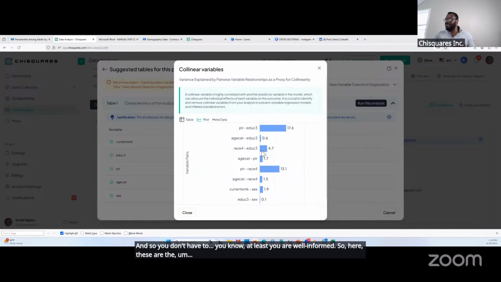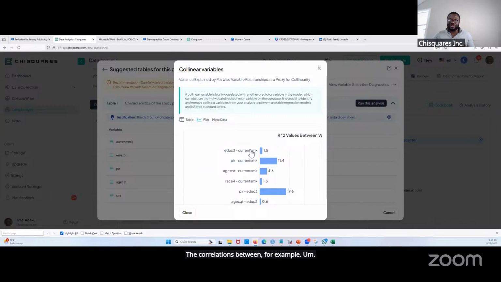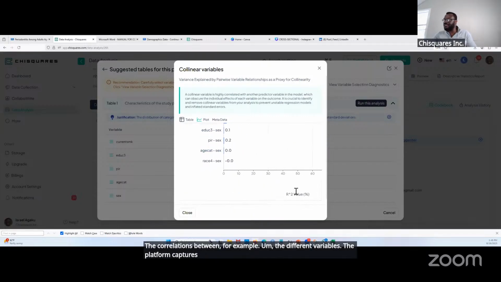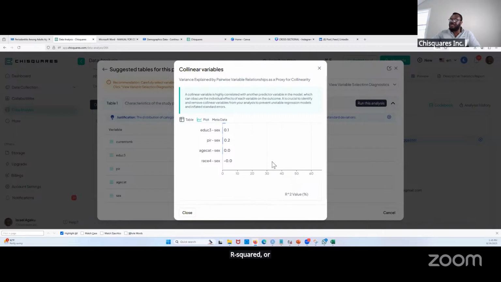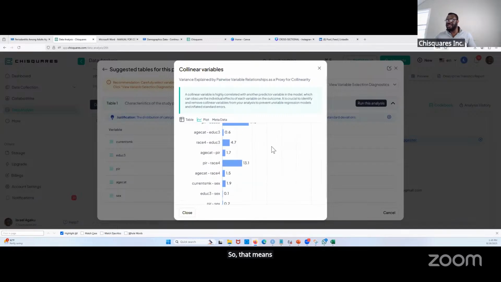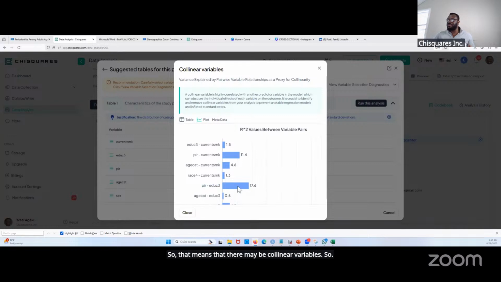So here, these are the correlations between, for example, the different variables. The platform captures this by means of the R squared or adjusted R squared. The adjusted R squared simply tells us what part of the variance for this variable is explained by this variable. If A explains almost all of B, that means that they're very correlated, right? So that means that they may be collinear variables. So for example, we see 17.6% of the variation in education is explained by poverty index ratio. So you can see that that's the highest correlation measured here.